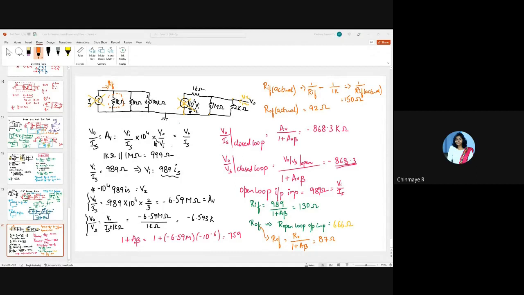So whatever open loop gain AV that you have to calculate here depends on what kind of feedback you identify. That's important.